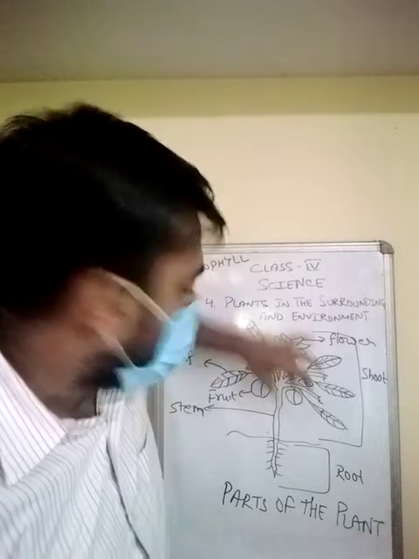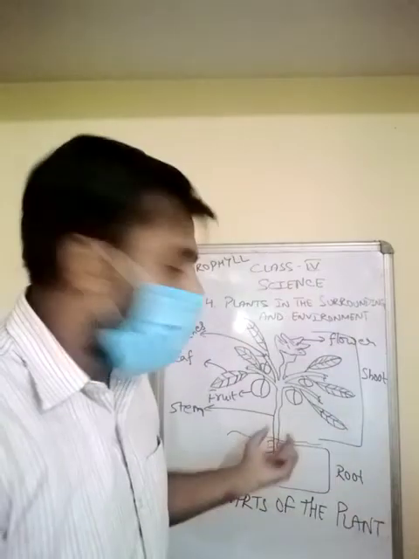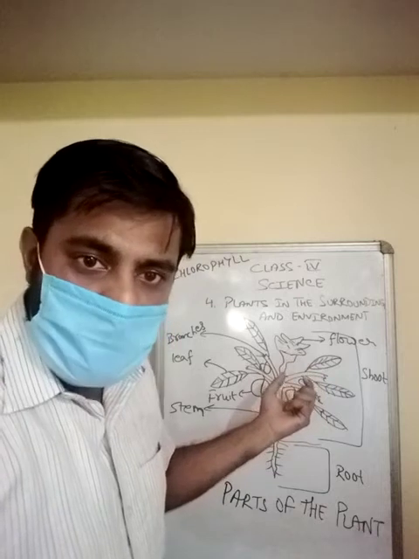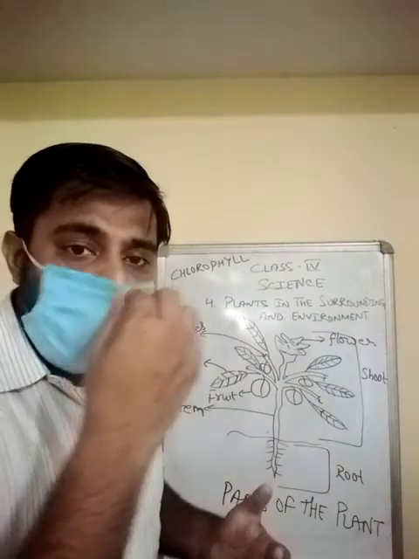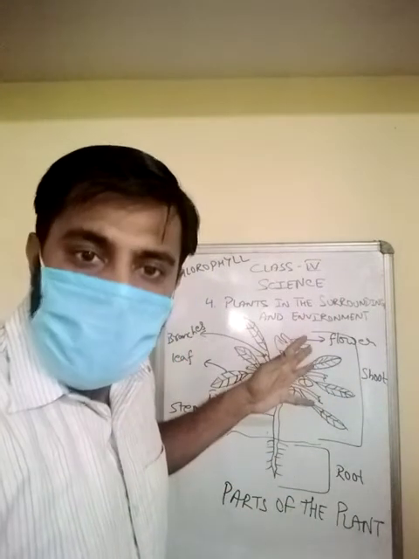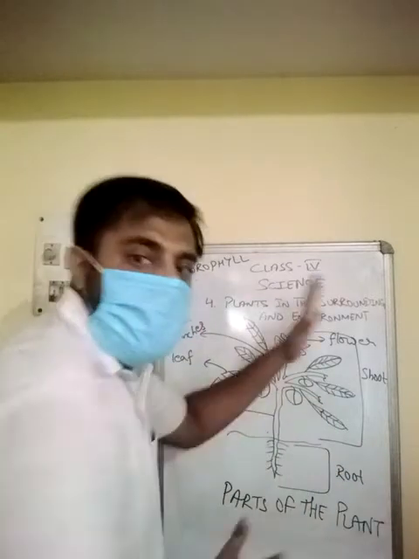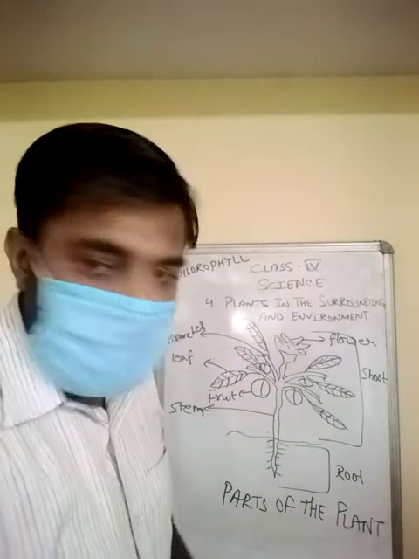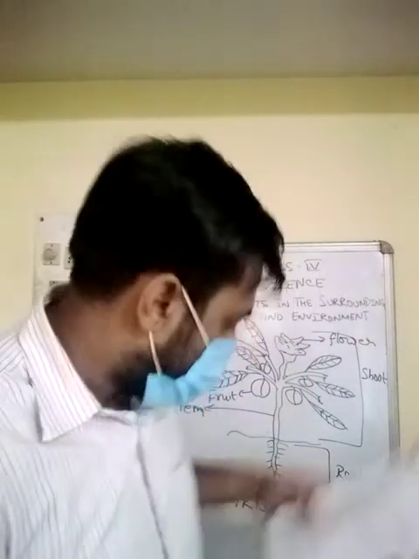The stem is the main junction of the plant. It provides support to the plants. Plants can stand because of the stem. Not only that, the food, water, minerals, prepared food, everything passes to all parts of the plant through the stem only. And this stem goes on to subdivide into branches. It goes up, it gets subdivided into branches.